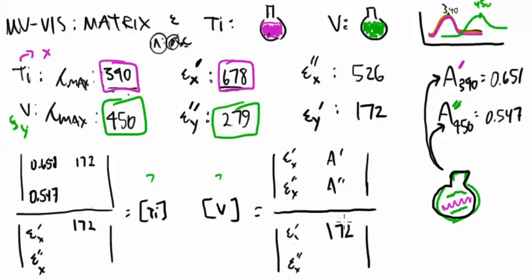Once I do that, what is E double prime Y? E is molar absorptivity, and double prime represented vanadium's wavelength. So Y, vanadium, double prime, at vanadium's wavelength. The molar absorptivity of vanadium at vanadium's wavelength is 279. So 279 goes here, there, and there.